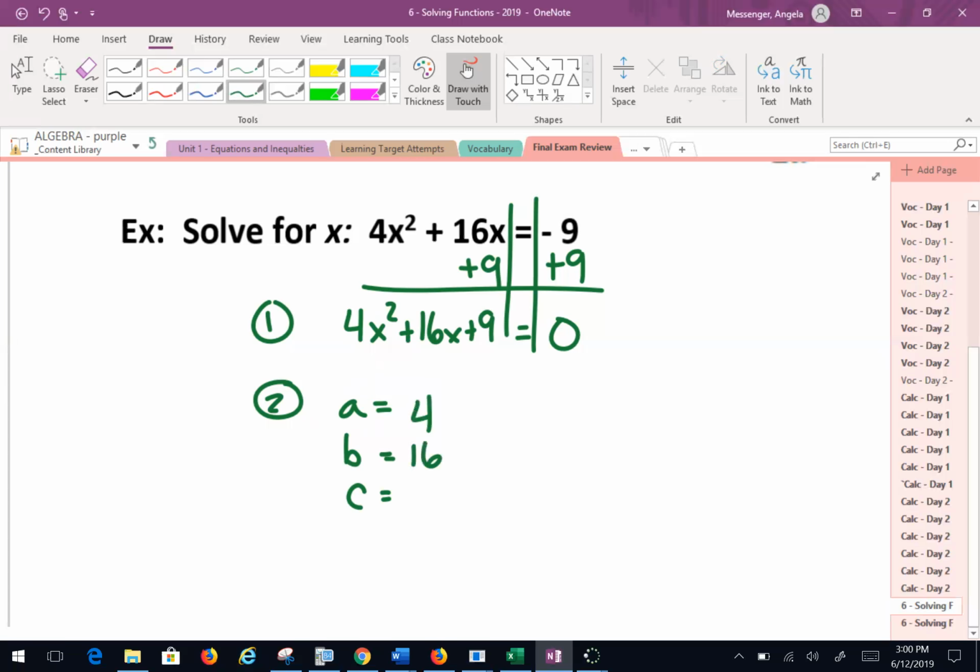B? C? 9. Another important thing: if there is a negative, do not forget it, okay? Because again, that's going to throw you off.